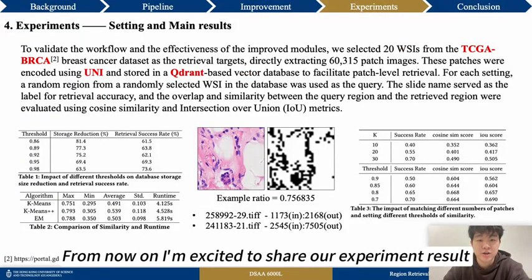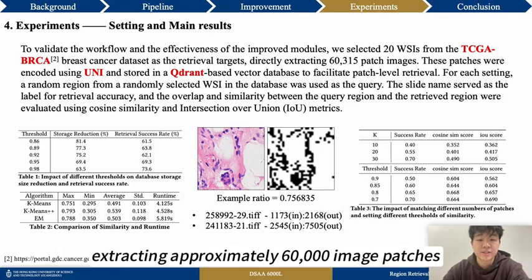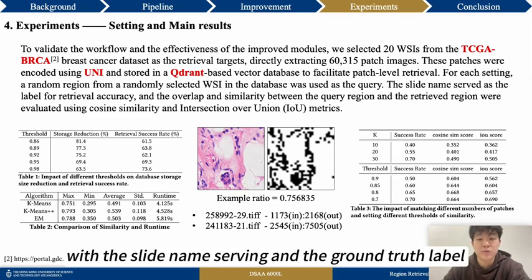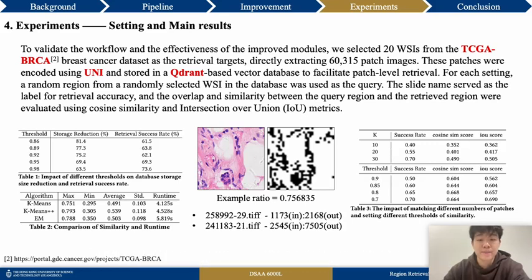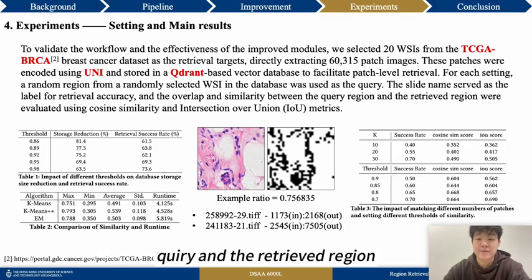From now on, I'm excited to share our experiment results. Our goal was to validate the workflow and assess the performance of the improved modules for patch-level retrieval. We selected 20 whole slide images from the TCGA BRCA dataset, extracting approximately 60,000 image patches. These patches were encoded using the UNI method and stored in a vector database, enabling efficient retrieval. For the experiment, we used a randomly selected region from a WSI as the query, with the slide name serving as the ground truth label. To evaluate performance, we relied on two metrics: cosine similarity to measure feature similarity, and intersection over union, called IOU, to evaluate the overlap between the query and the retrieved region.